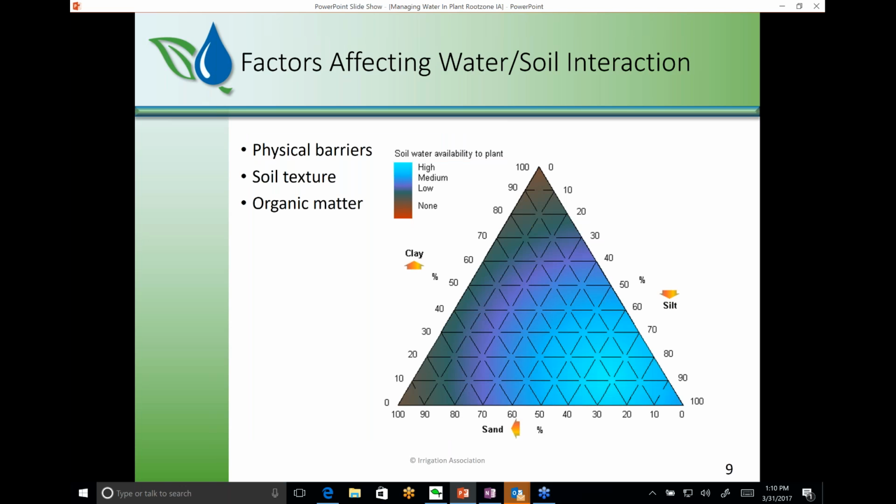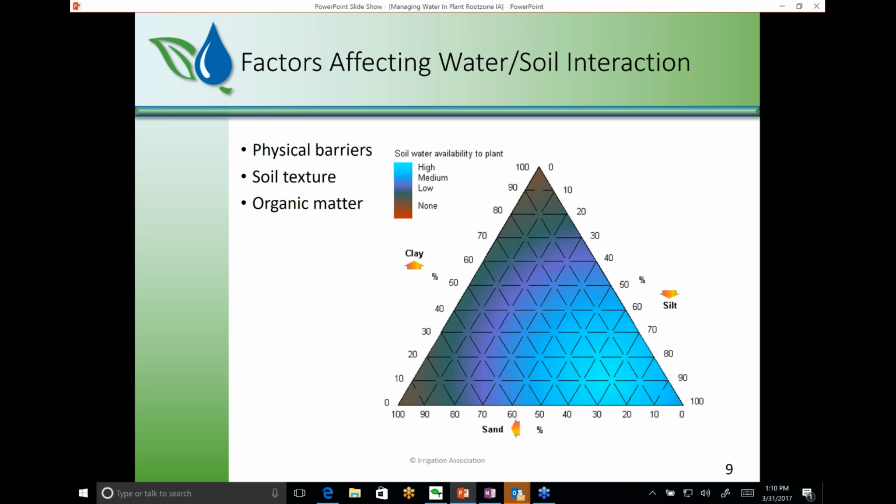So let's review factors affecting water-soil interaction. There can be physical barriers that literally prevent the water from infiltrating into and throughout the plant root zone. These barriers could be hydrophobic mulch in landscape settings. They could be a thatch layer on top of fine turf grass, or they could be a crust on top of a soil.